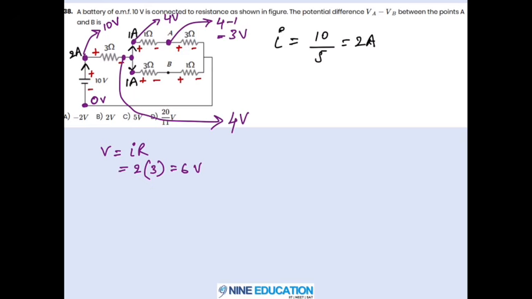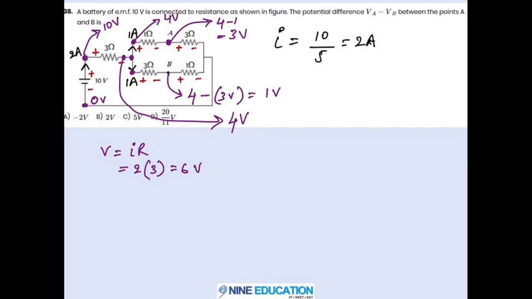Is it clear? Next, find out the potential drop here. What is the current through this resistor? 1 ampere, and resistance is 3 ohm. Therefore, the potential drop is 3 volt. So what is the potential here? It is 4 volt. So it is 4 minus the potential drop across this resistance. That is 3 into 1, 3 volt. So that is 1 volt.